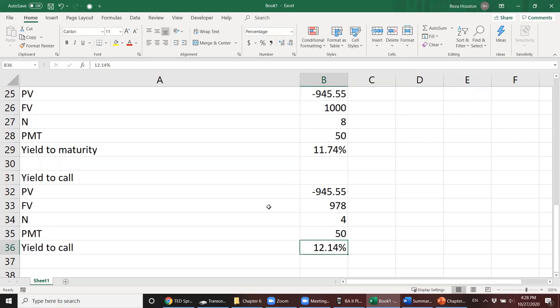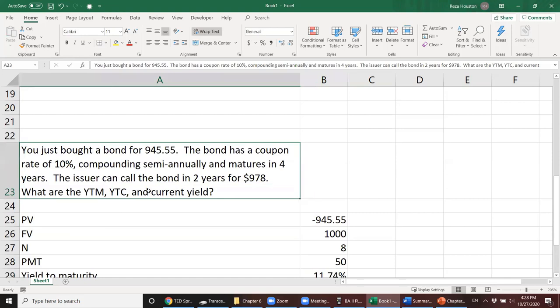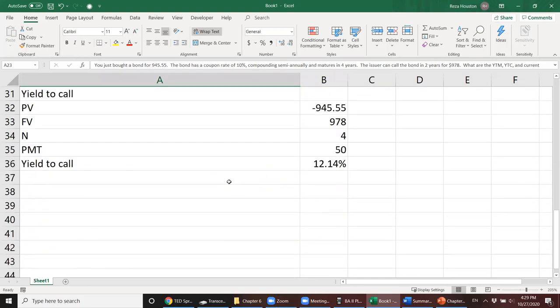Obviously, since the yield to call is higher than the yield to maturity, from the issuer's perspective, there's no way that they would want to call this bond early because they'd be having to pay a higher interest rate to the bondholders.